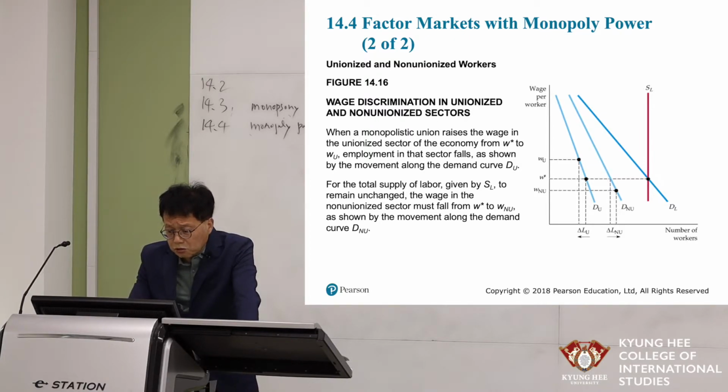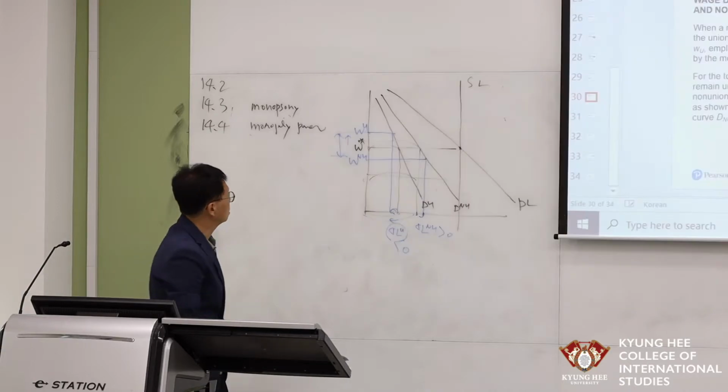So when a monopolist union raises the wages in the unionized sector of the economy from W star to WU, employment in that sector falls, as shown by the movement along the demand curve DU. For the total supply of labor given by SAR to remain unchanged, the wage for non-unionized workers must fall from W star to WNU, as I already explained, as shown by the movement along the demand curve DNU.